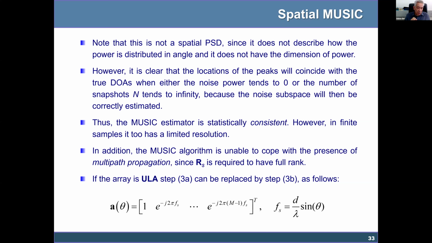So this is spectral music. How do we derive root music, and what are the pros and cons of root music with respect to spectral music? Remember, root music can be used only if the array is Euler. If the array is Euler, the array response is made like this. This is the structure of the array response if the array is Euler.